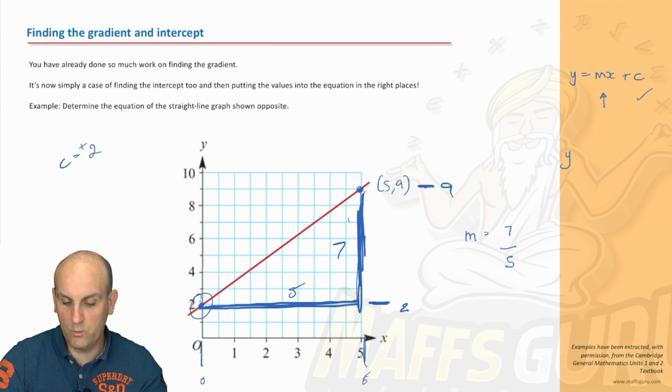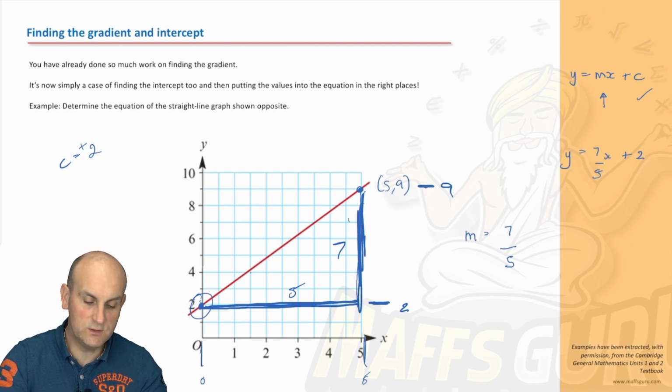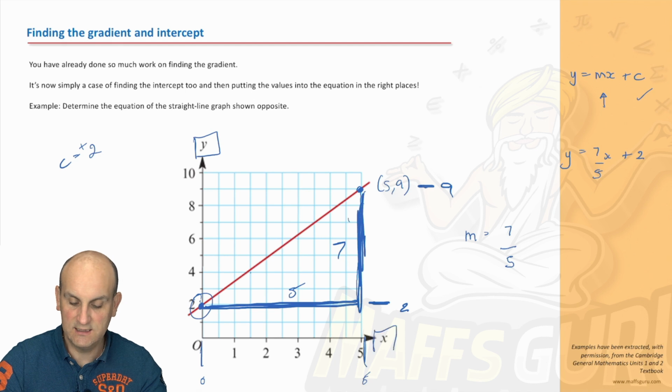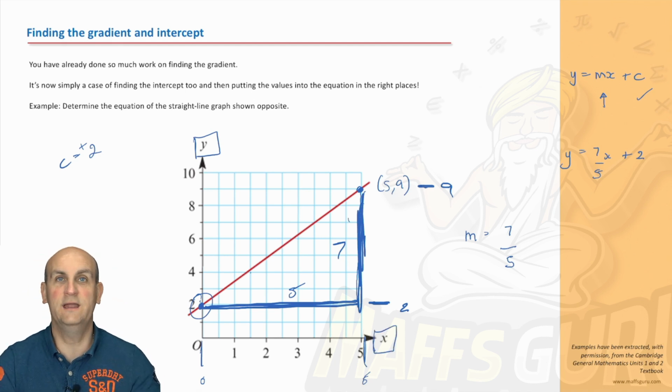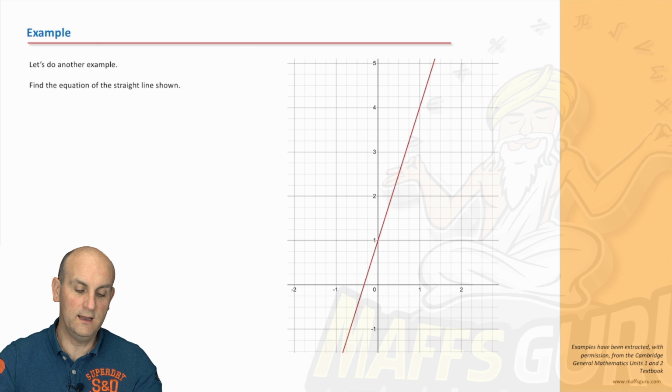Yep. So I now know that y is equal to m, which is 7 on 5, x, and my intercept, plus 2. And remember, the reason we're using the letters y and x is because my axes are labeled y and x. Cool. All right, let's have a look at another one.